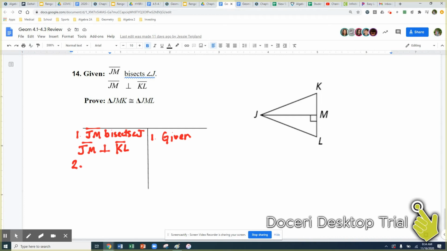So you look at your 2 triangles. You've got a triangle on top, triangle on bottom. Kind of a bigger overall triangle. But you're looking between these 2 triangles. Are there any sides that are overlapping? Or are there any angles that are in an X formation? So what are we seeing? Do you see sides overlapping? Yes. Which 2 sides overlap? JM, JM. So we're going to start by saying JM is congruent to JM because of the reflexive property.